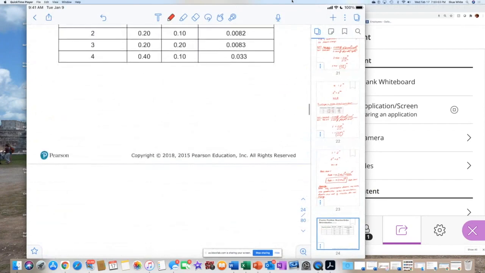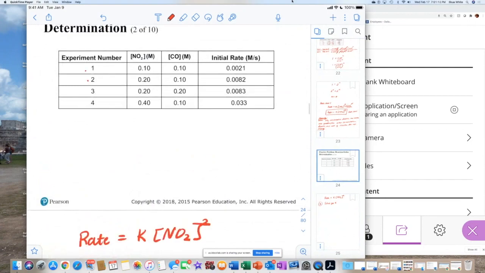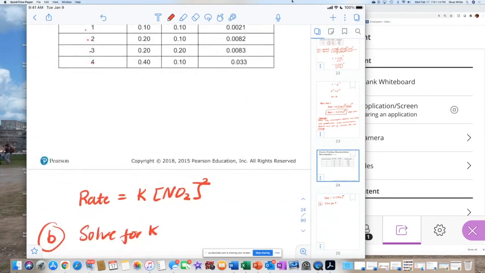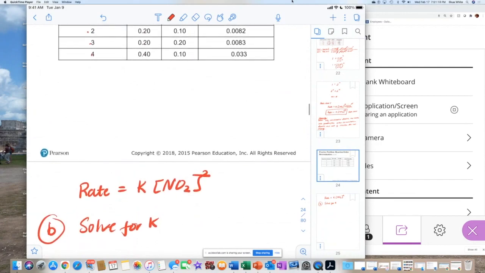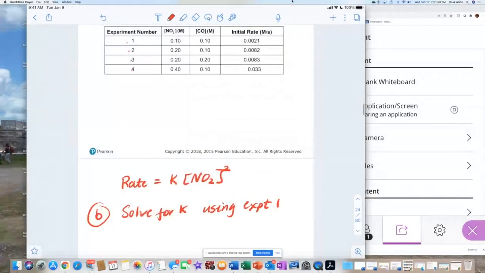Okay. So after all that, I know the rate law is equal to K times NO2 raised to the power 2. There's no CO in the final rate law. Now they said solve for K. That was the second part, right? You have 4 experiments to pick from to get your numbers. Pick any one. I tend to like the easiest one, which is the first one. You can use any of the experiments provided. I'm going to use experiment 1, and I'm going to use these numbers right here.